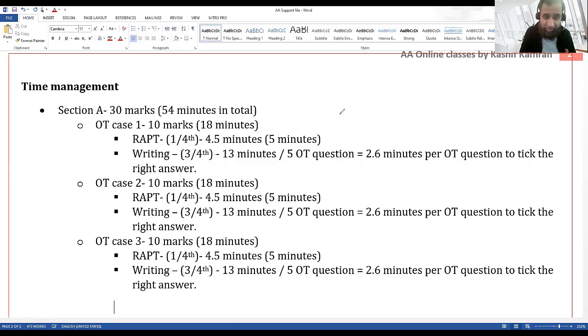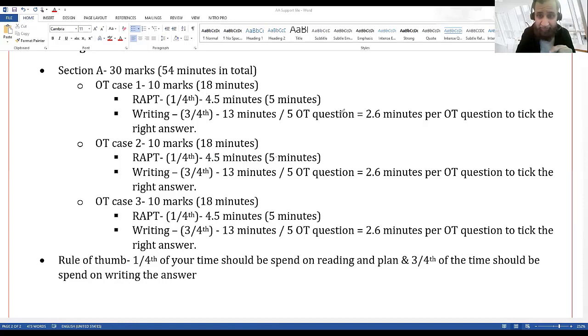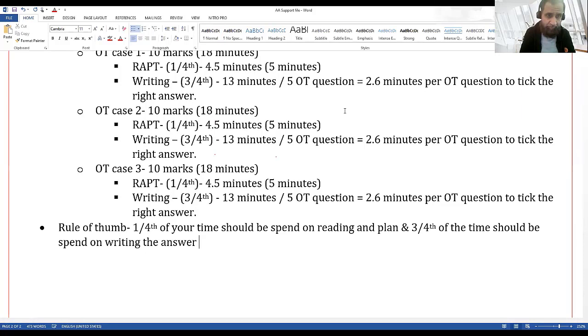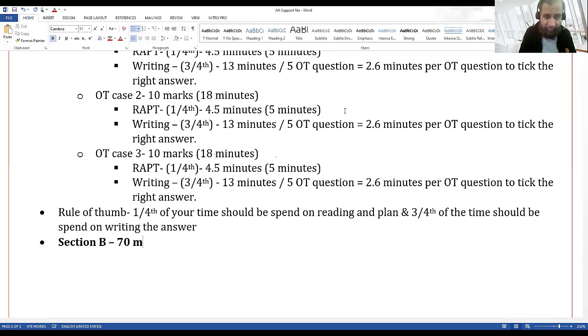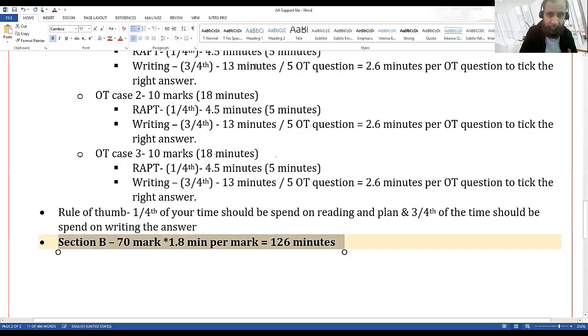Now let's look at the section B. Now, when you come to the section B of the paper, in section B, how many marks we have? 70 marks. Now 70 marks multiplied by 1.8 minutes per mark is equal to 126 minutes. We have a total of 126 minutes for section B, right? And we have a total of 54 minutes in the section A.